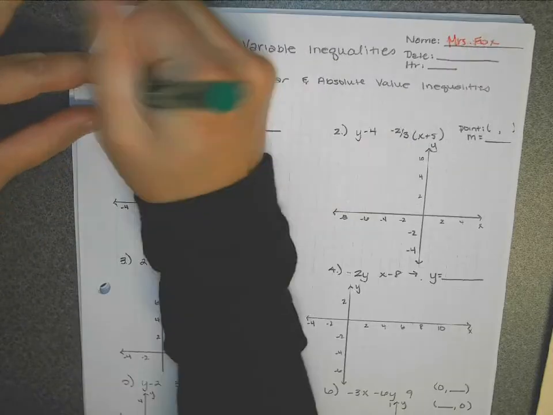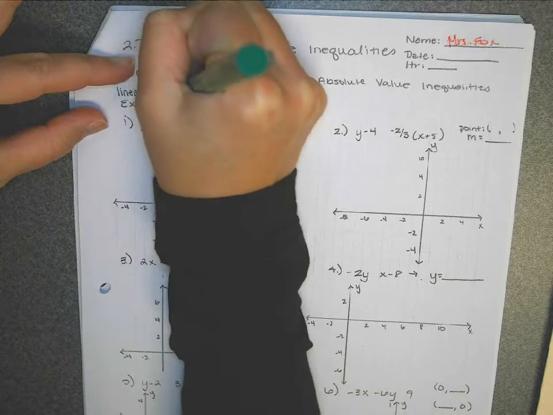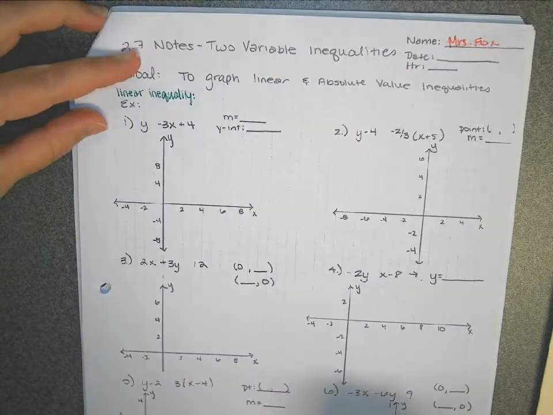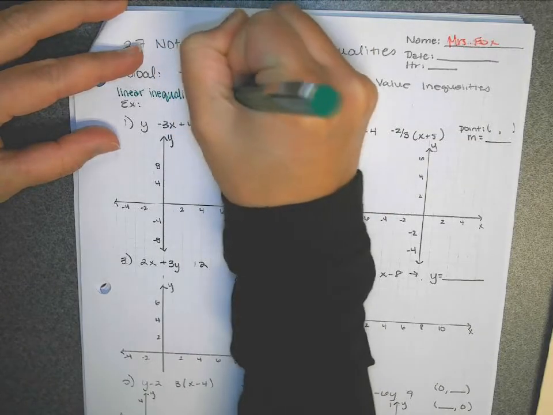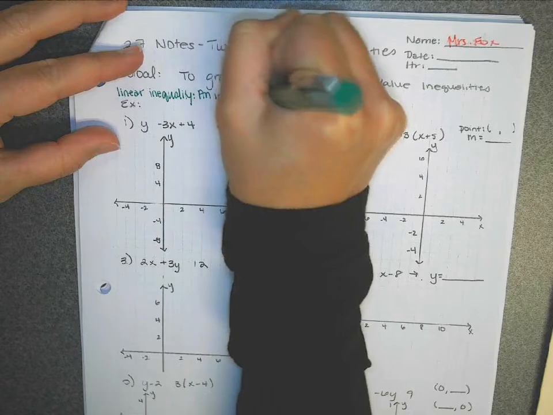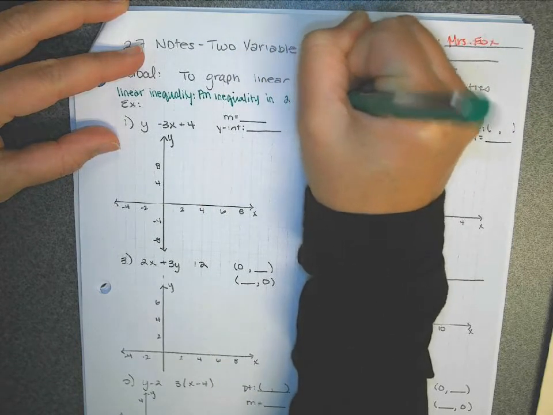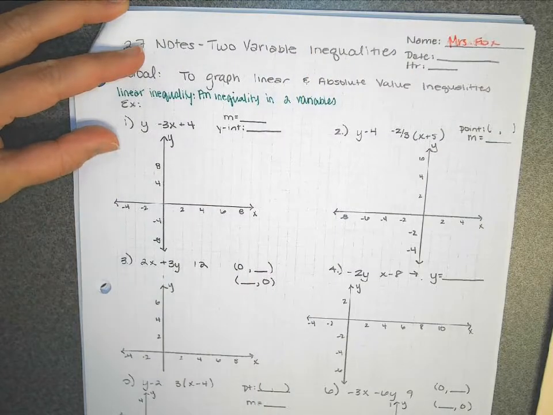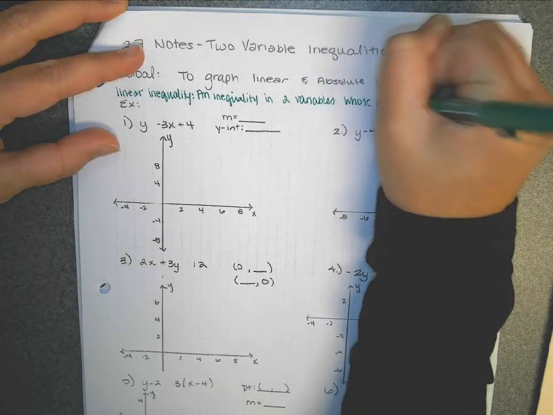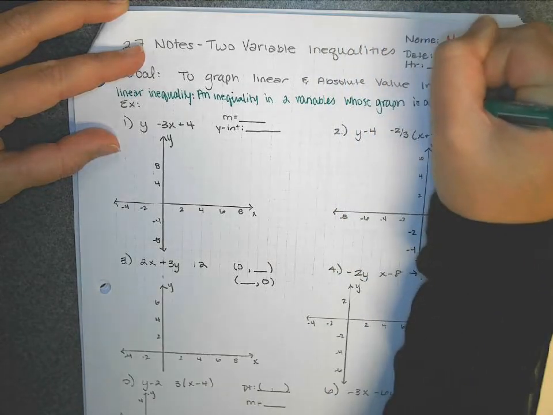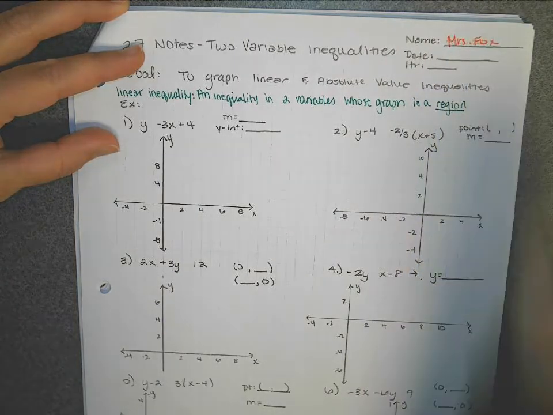So a linear inequality is an inequality in two variables whose graph is a region of the coordinate plane.